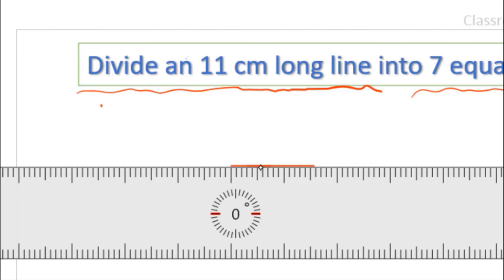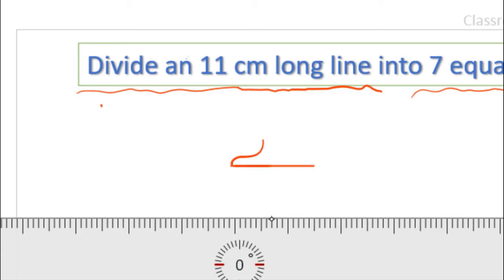So it is not so easy to draw this type of line with accuracy. And for that, there is a technique to divide a line into equal parts by using a scale, set square and mini drafter.